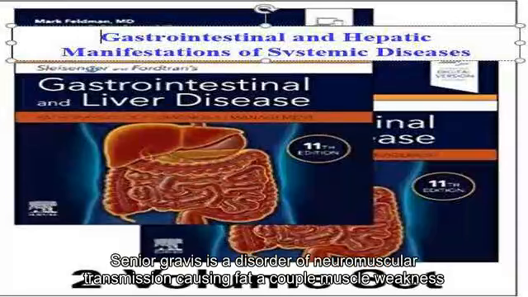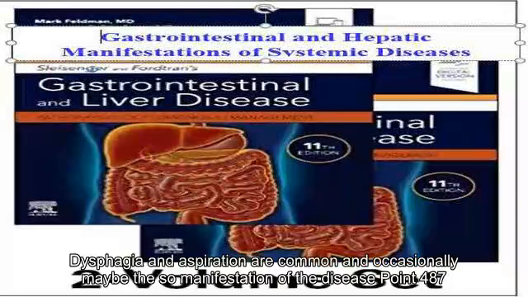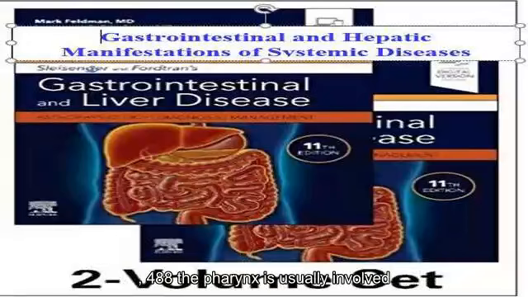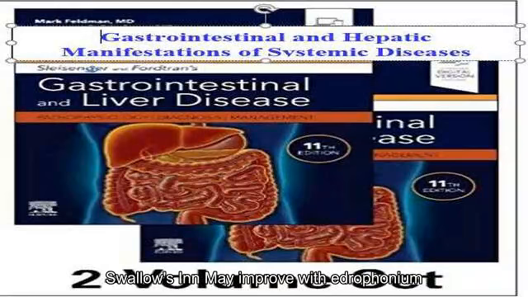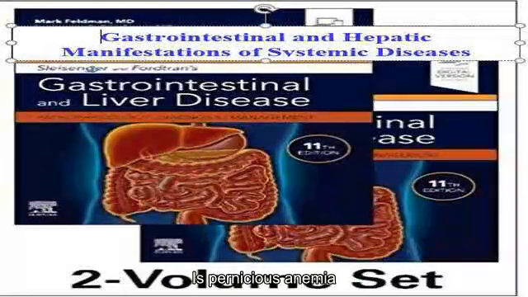Myasthenia gravis is a disorder of neuromuscular transmission causing fatigable muscle weakness. Dysphagia and aspiration are common and occasionally may be the sole manifestation of the disease. The pharynx is usually involved, and esophageal abnormalities may occur. Classically, contractions weaken with repetitive swallows and may improve with edrophonium, the Tensilon test. Myasthenia gravis occasionally develops during interferon therapy and may be associated with other autoimmune diseases such as pernicious anemia, AIH, or PBC.